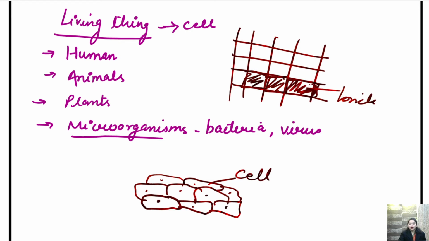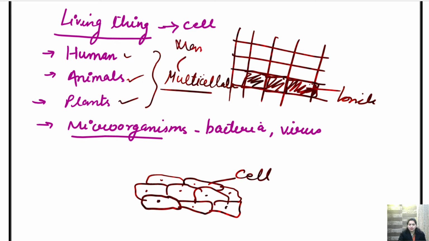Now, humans, animals and plants are made up of many cells, so they are called multicellular. Multi means many. Cellular means cells. So these humans, animals and plants are made up of many cells, so they are called multicellular.